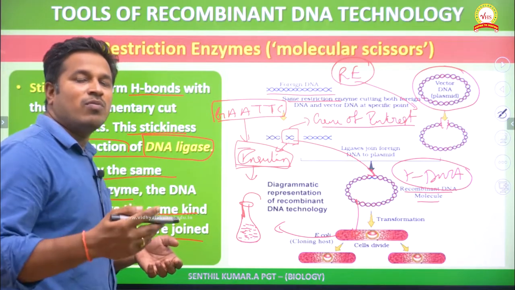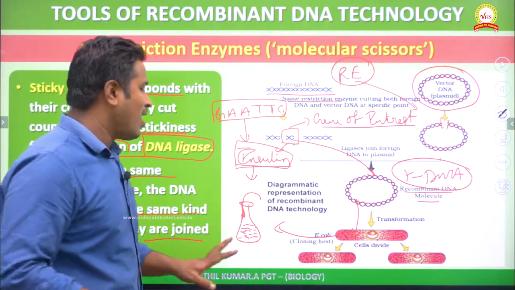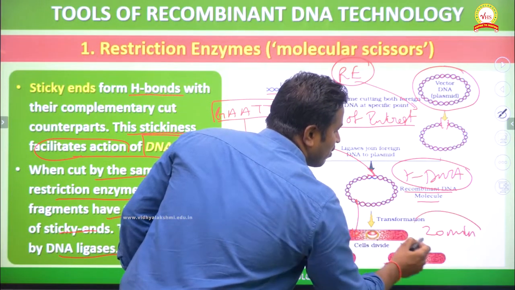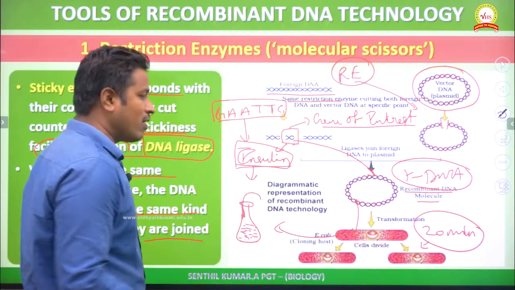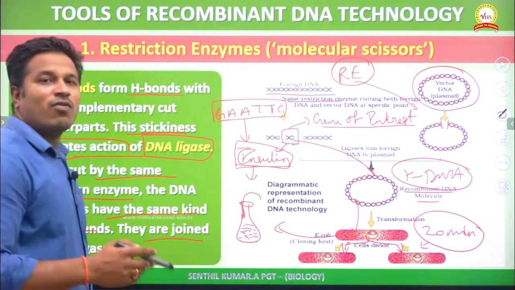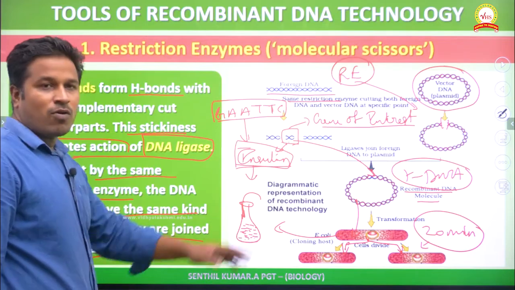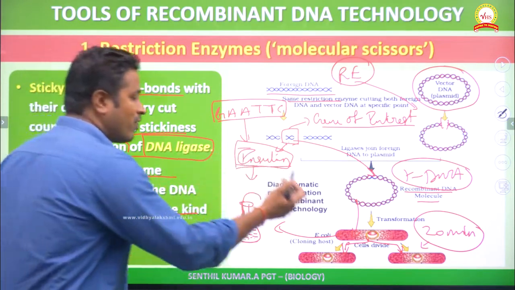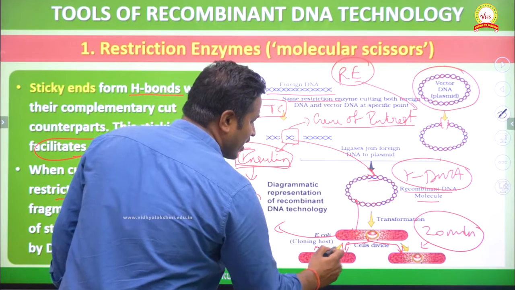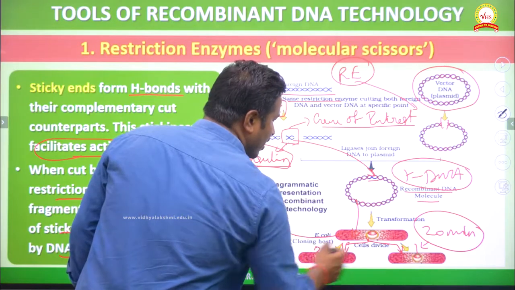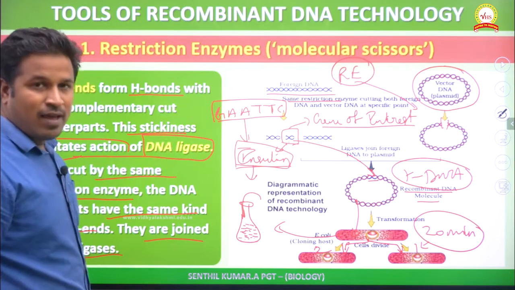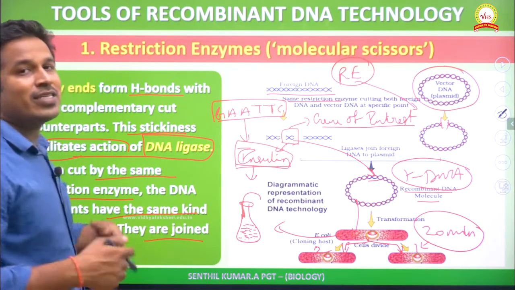The E. coli is able to produce its progeny within 20 minutes. Hardly 20 minutes to produce one progeny. It is capable of producing 2 daughter cells. That is the beauty of E. coli. So within 20 minutes, our gene of interest also replicates. Initially we inserted 1, but after 20 minutes you can get 2 genes of interest. For that purpose only we are using this restriction endonuclease or restriction enzyme.